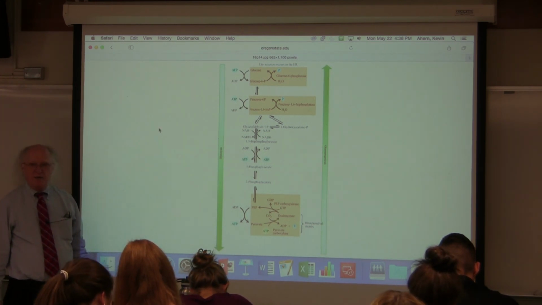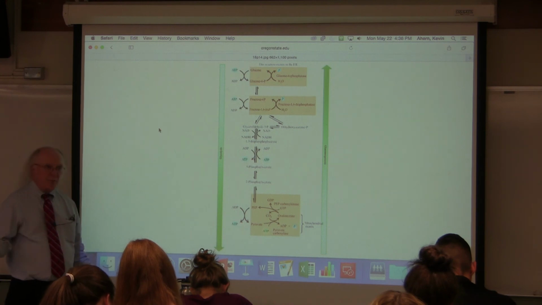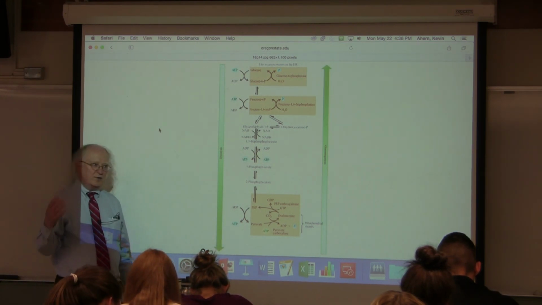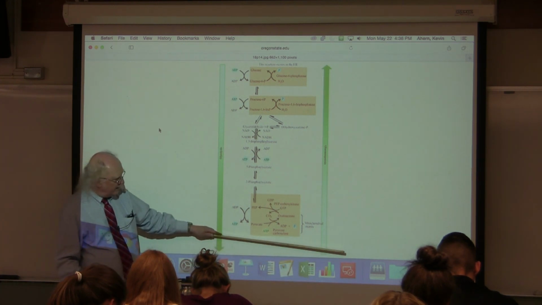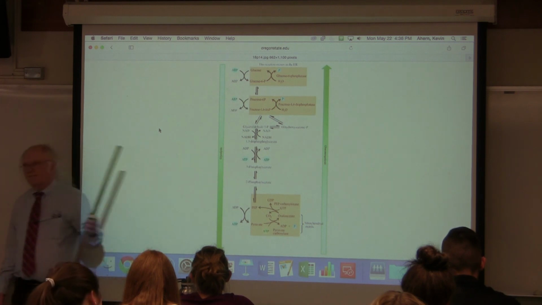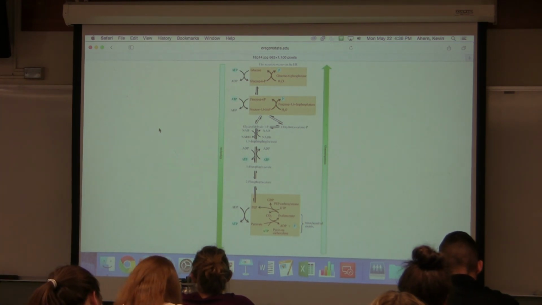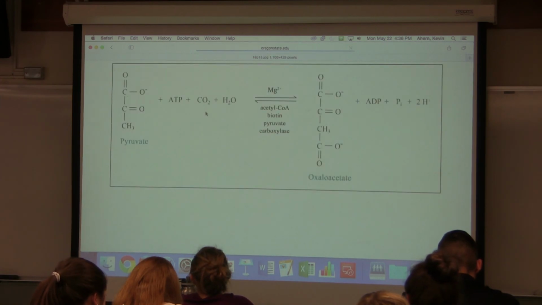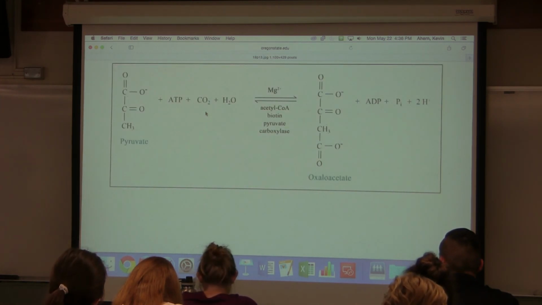So what I want to do in talking about this pathway is talk simply about the things that are different. That is, the enzymes that are different. I'll start here at the bottom, and we'll move upwards. Let's do that. Let's start with the first reaction.